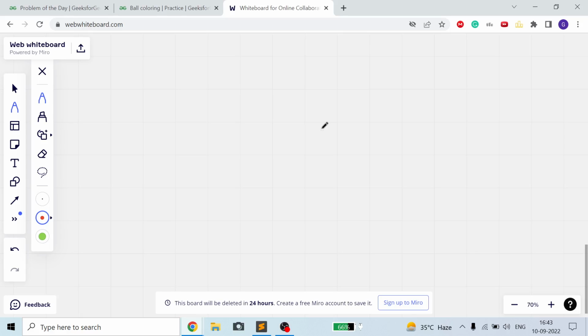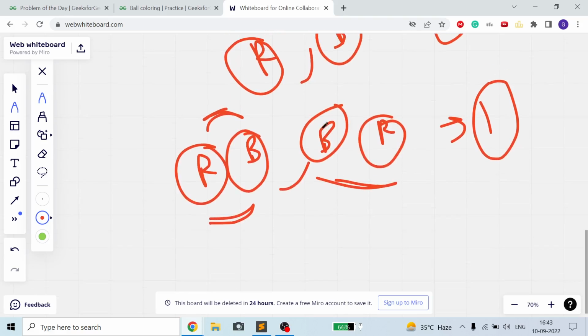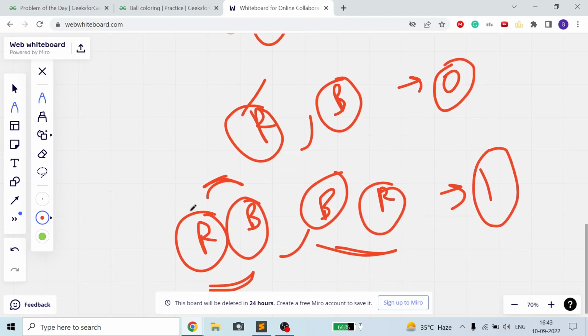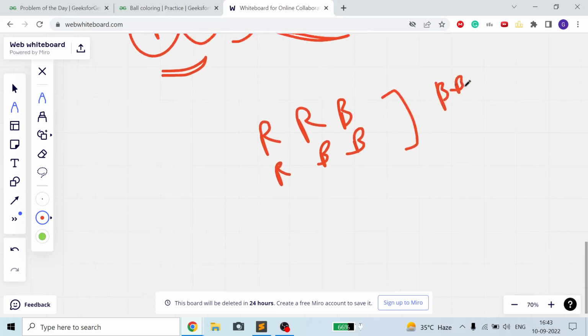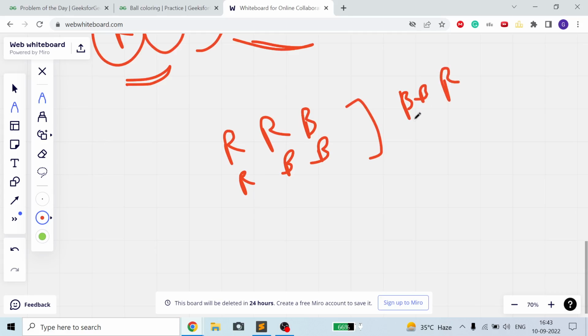How will we do it? First of all, we have to put the balls in segments, any number of balls. Suppose we have n is equal to 3, then RRB, RBB, these two. Or for n is equal to 4, the answer should be 1. In both of these cases the answer is equal to 1, because BBR, this is BBR.